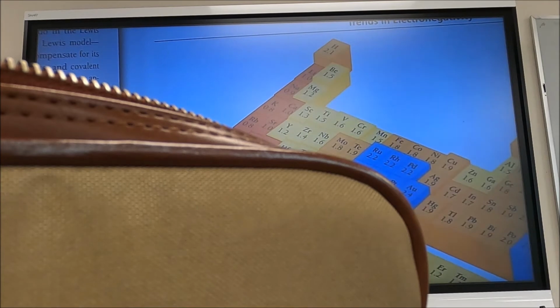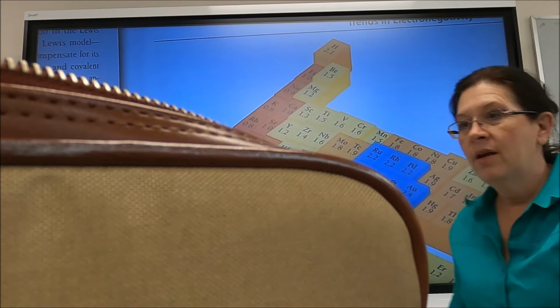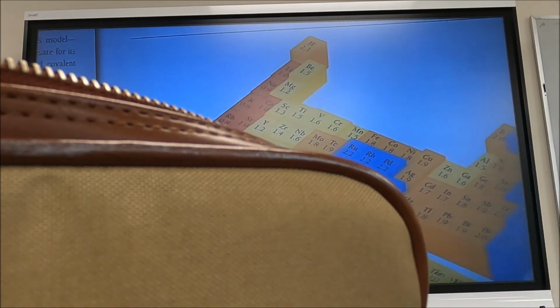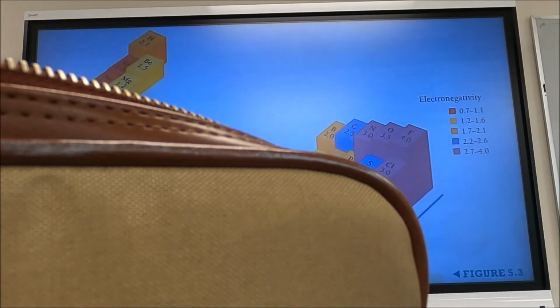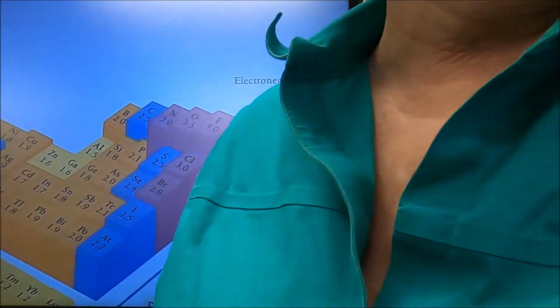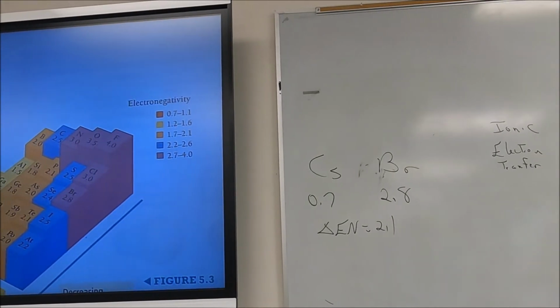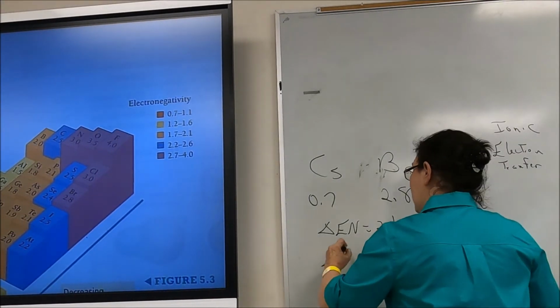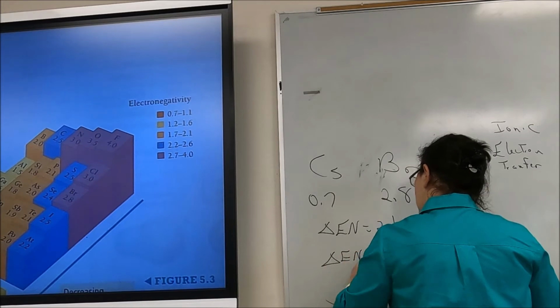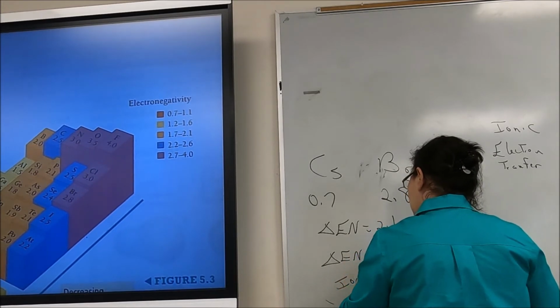Let's look at this. Scoot this down a little. You can see that cesium's electronegativity is 0.7. If we look at the other side, bromine is 2.8. So the difference in electronegativity is 2.1. Okay, guys? I've been writing this on the board. I know you've been in the dark, but there we go. The difference in electronegativity is greater than 2, so we consider this to be ionic.